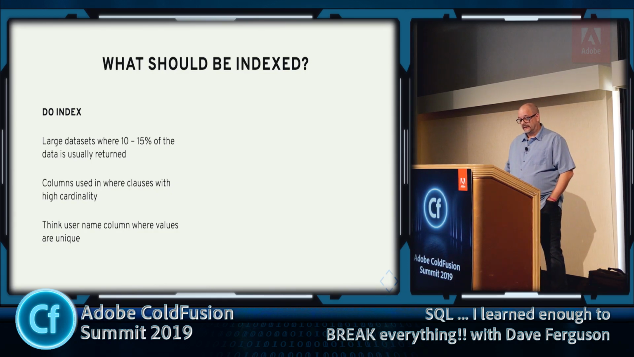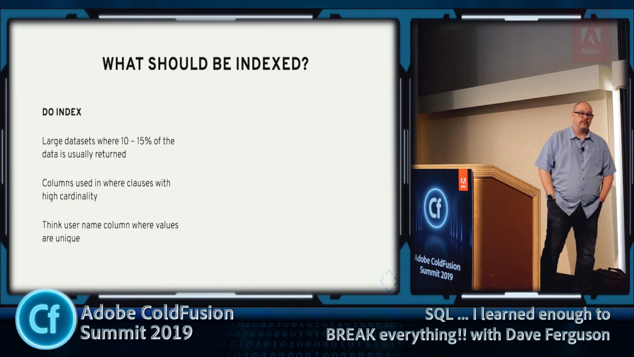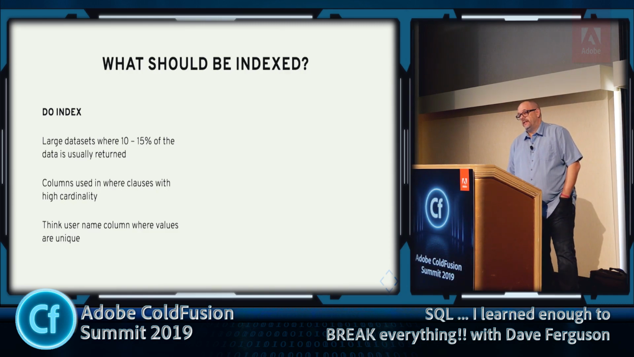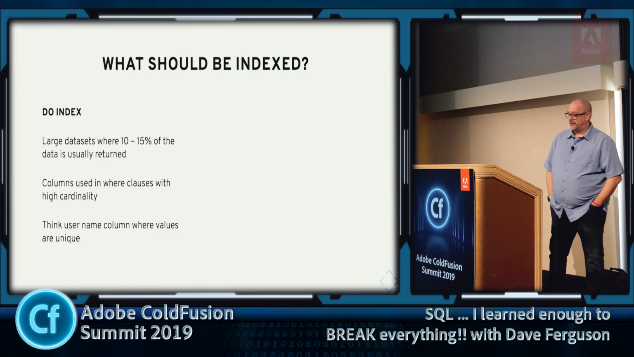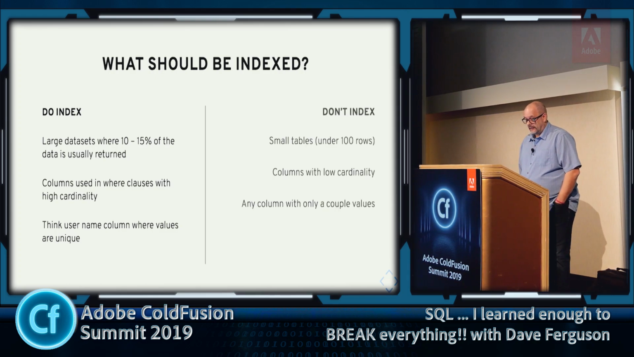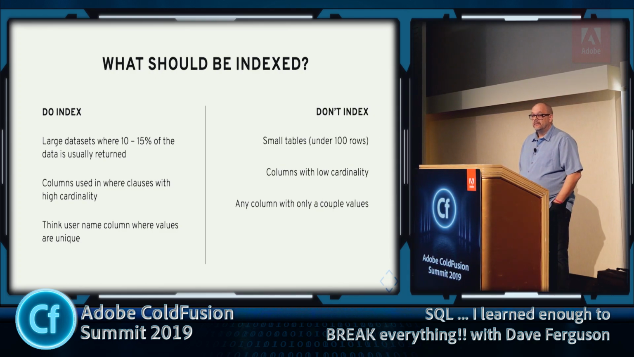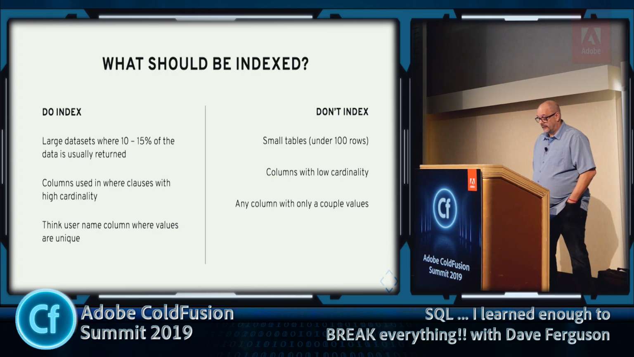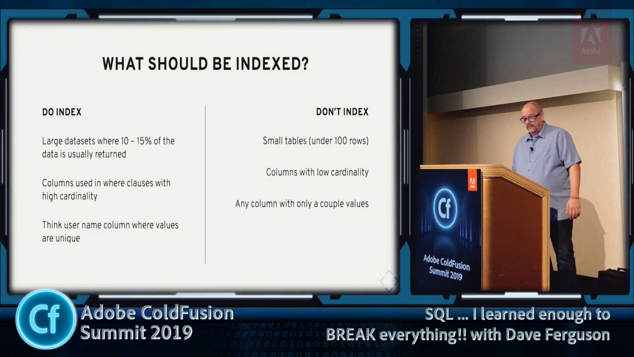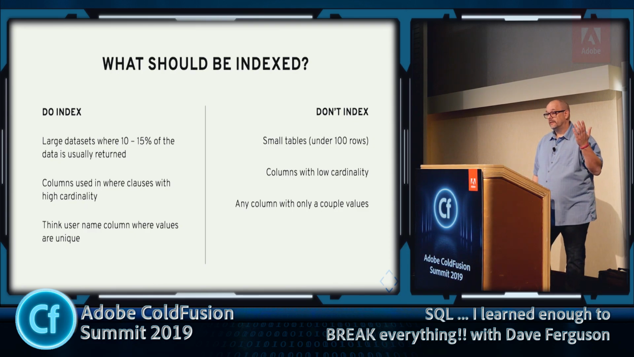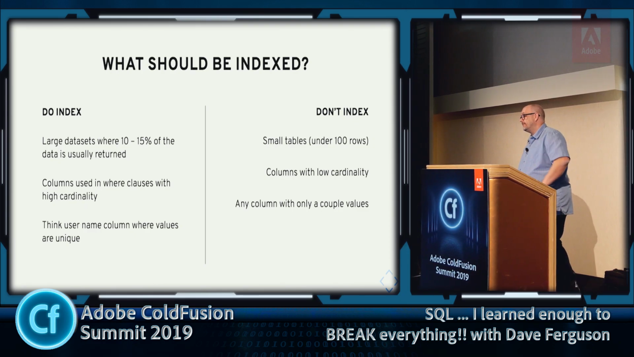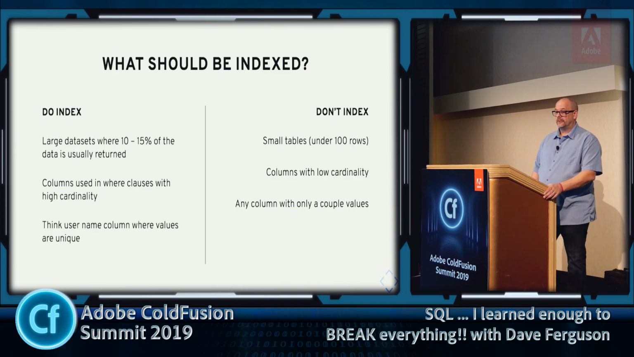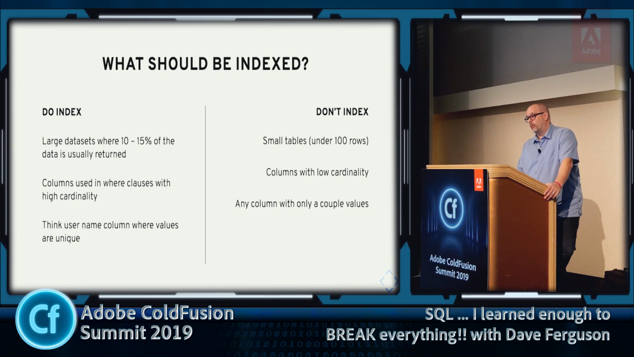So what don't you want to index? Small tables, under 100 rows. The database will never use the index, even after you create it. It'll hit the table first. Any table with columns with low cardinality, like status columns, you don't want to index those. The database will never use those. And with low cardinality, any table with only a couple values. So if you have a Boolean column, don't index it. Your database will never use it. It'll just skip it. It takes more time to use the index than it would the actual table itself.